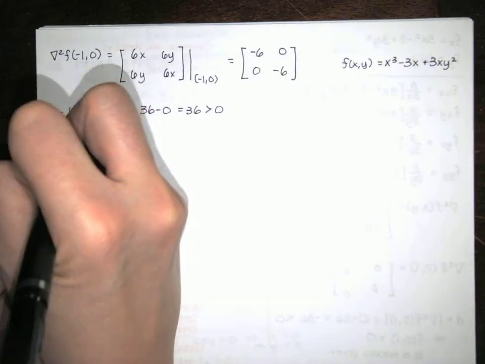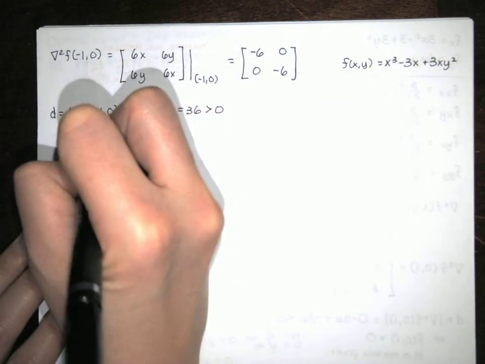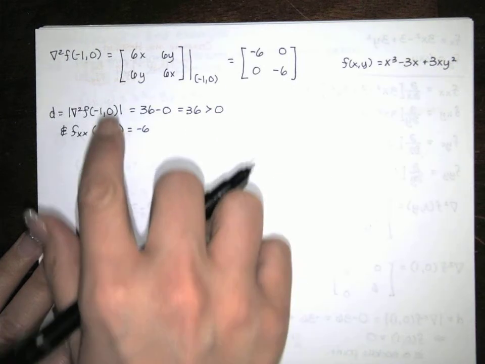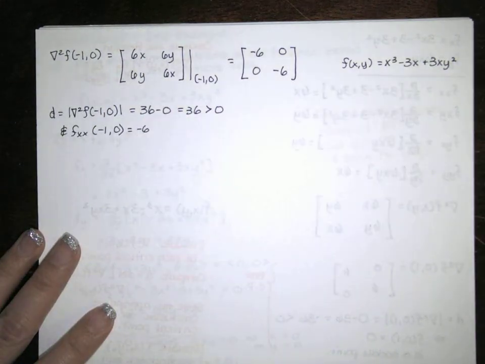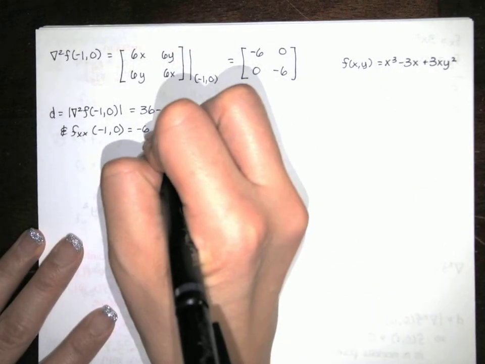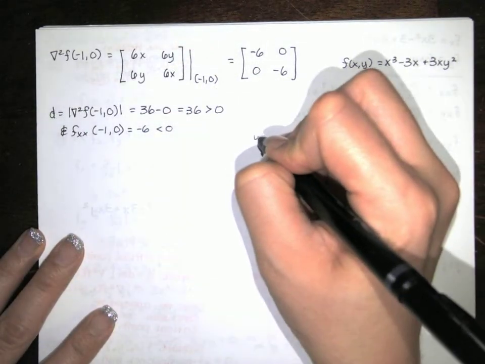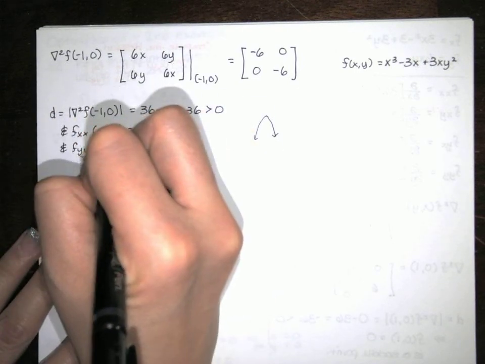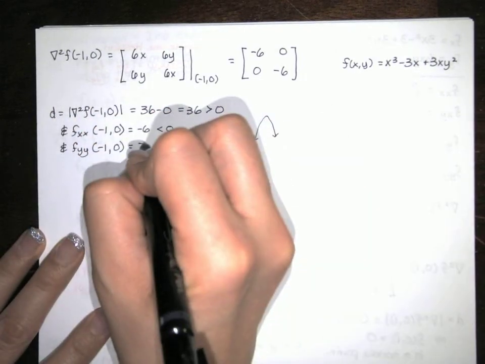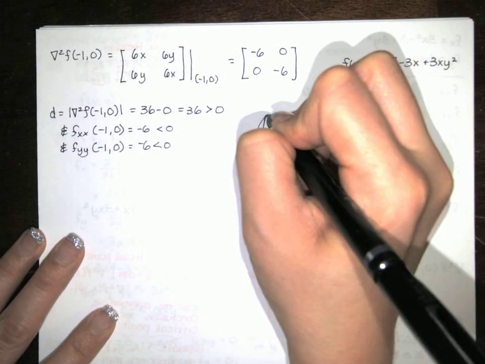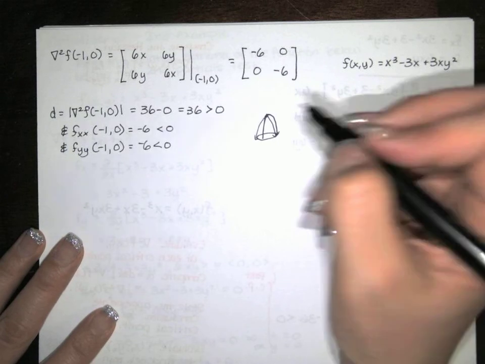36, which is positive, and the second partial of f with respect to x at that point is negative. So we said earlier if the determinant was positive, then these two partials would have the same sign. So it's concave down in the x direction because that's negative. And because the determinant's positive, it should also be concave down in the y direction. It turns out it is. You put those together and you know you have a relative max at that point.